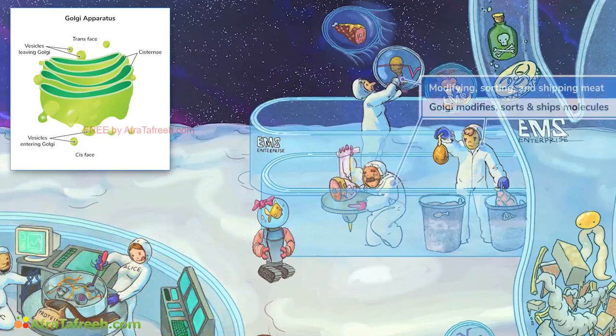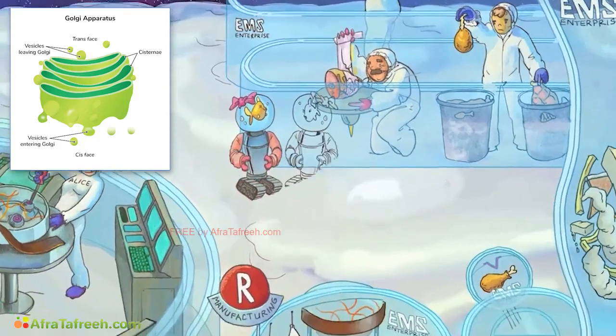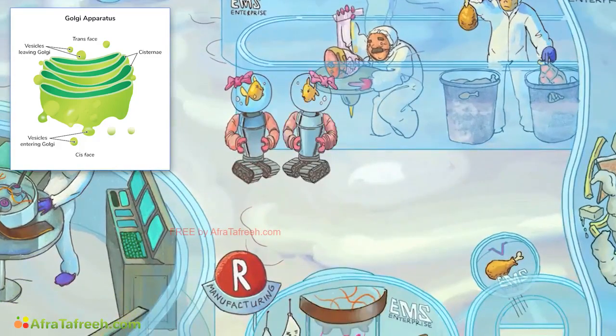The Golgi receives, modifies, sorts, and ships certain molecules. Kinda sounds like a processing center, no? A meat processing center. The Golgi apparatus consists of a group of flattened membranous sacs called cisternae. It's been compared to flattened stacks of pita, but I assure you, it's way less delicious than that. The Golgi has two distinct sides or faces.